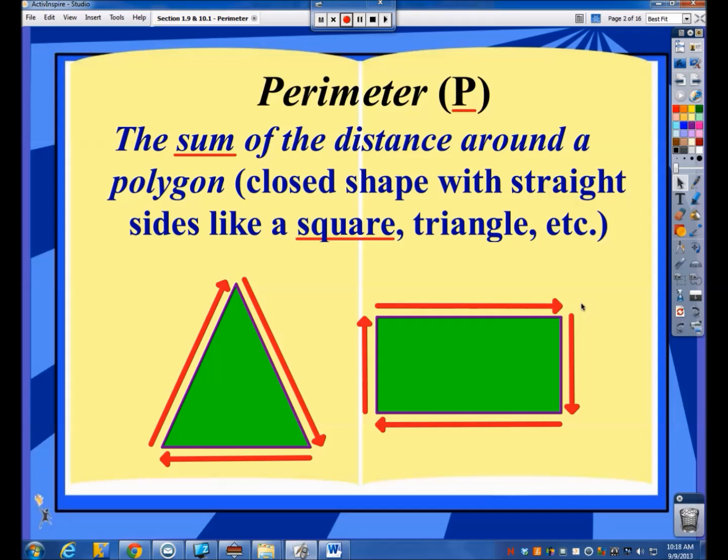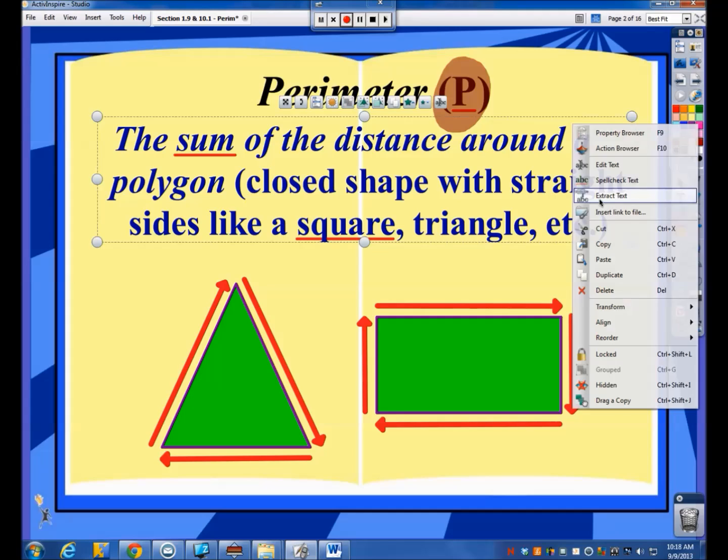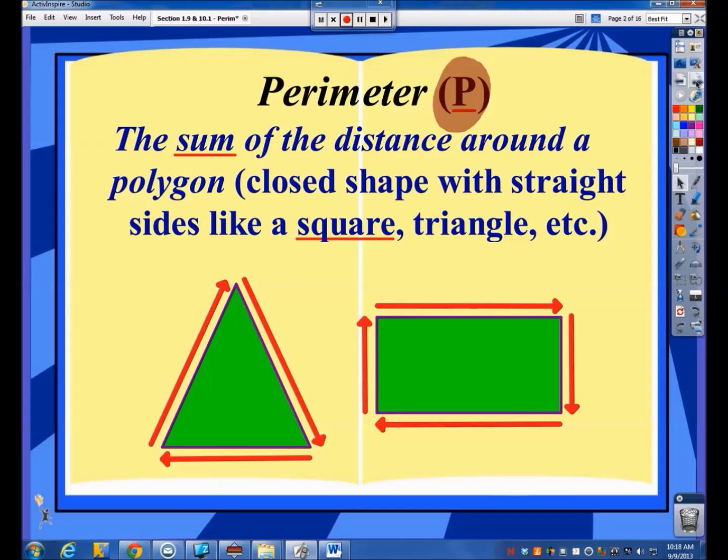First off, perimeter. We usually designate perimeter with a capital P, emphasis there. And perimeter is just the sum of the distance around really any polygon, where a polygon is a closed shape with straight sides, like a square, a triangle, rectangle, pentagon, hexagon, etc. Now, a circle is not a polygon. It does not have straight sides. But a circle does have a perimeter. It's just called something else. And we'll get to that next semester when we focus primarily on circles.